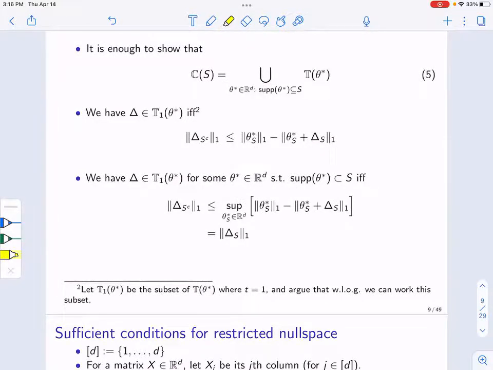Then if delta is in this, it means that the norm of theta star plus delta is less than or equal to this, right? I'm going to break it into two pieces. I get theta star on the complement, which is 0, plus delta on the complement, plus theta star on S plus delta on S in L1. This is 0. And I can rearrange. So I've kept this part here and moved this to the other side. So I get this.